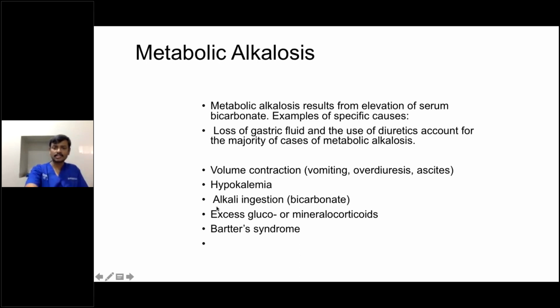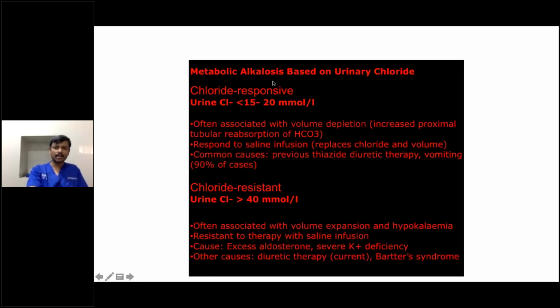How to identify these causes in metabolic alkalosis? Whenever the patient comes with metabolic alkalosis, look at the urinary chloride. If chloride is less than 20, it's a chloride responsive metabolic alkalosis. If chloride is more than 40, then it is a chloride resistant metabolic alkalosis. So here it is clear cut: less than 20, more than 40. In between 20 to 40, again there will be a problem. If it is less than 20, chloride responsive metabolic alkalosis, the most common cause is volume depletion. We have to use fluid here, so it will respond to saline infusion. Other causes will be previous diuretic therapy, or vomiting.